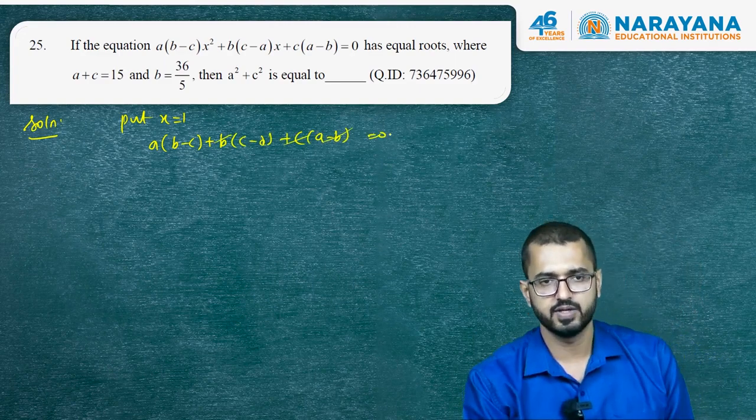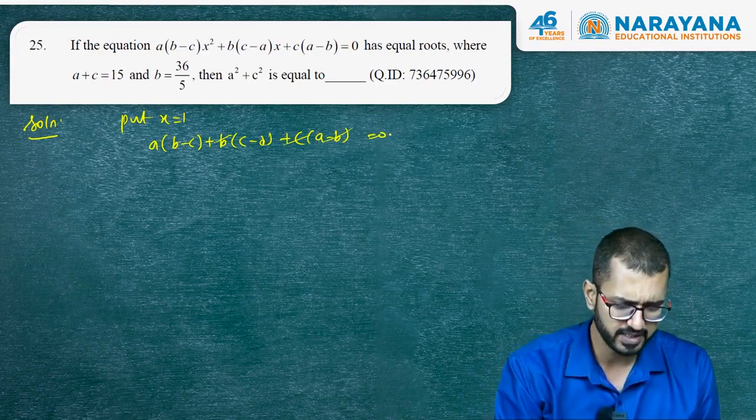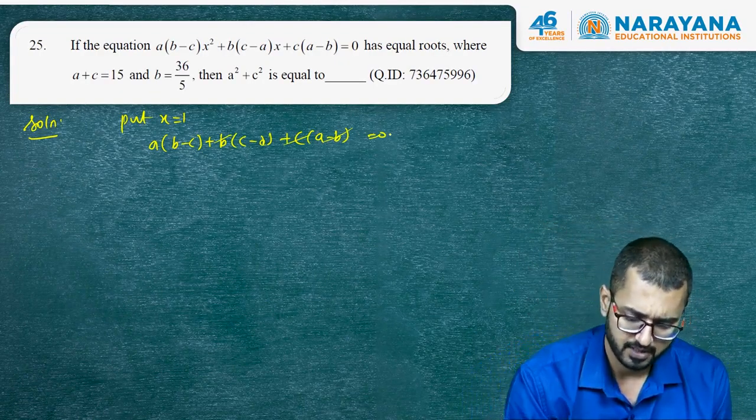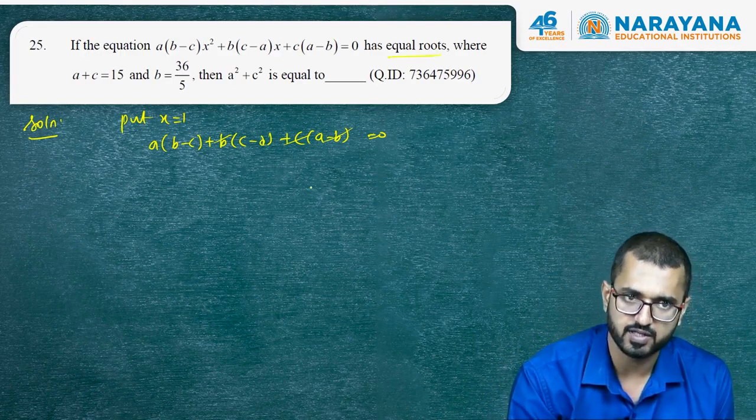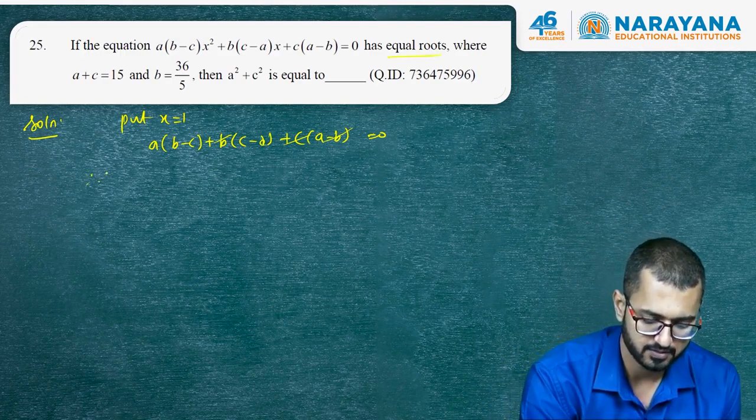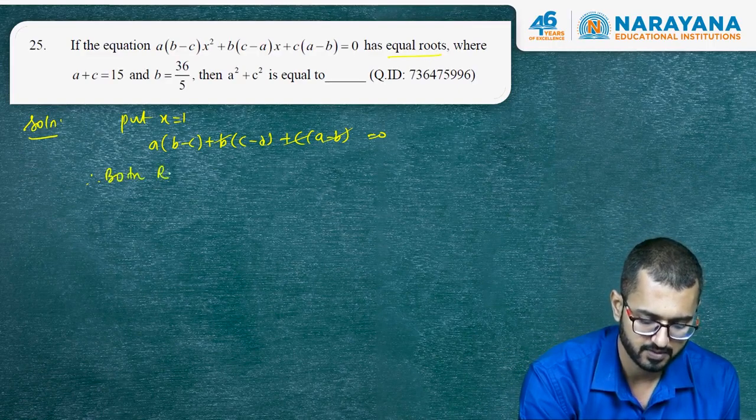That means x is equal to 1 is one of the roots, and it's saying that it has equal roots, which means both roots are 1. So yes, we are done now. Both roots are 1.